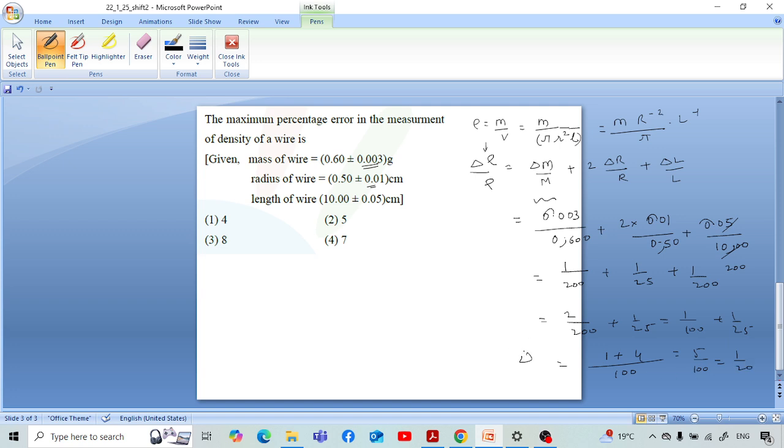So this is the relative error, delta rho upon rho. The percentage error is the relative error multiplied by 100. So in terms of percentage, this becomes 1 upon 20 multiplied by 100, which is equal to 5%. So we can say that option 2 is correct here.